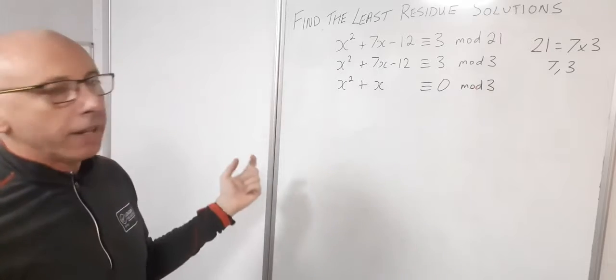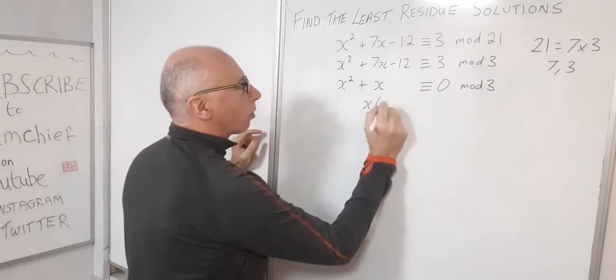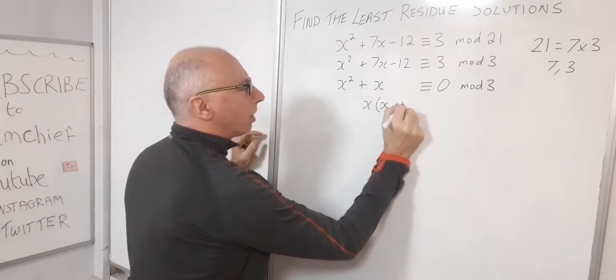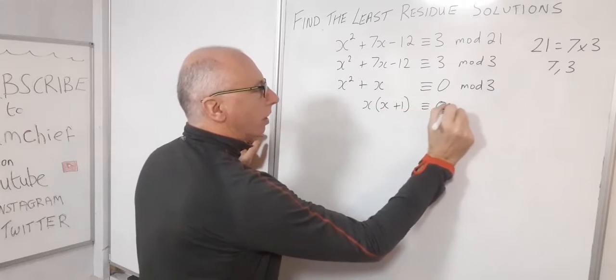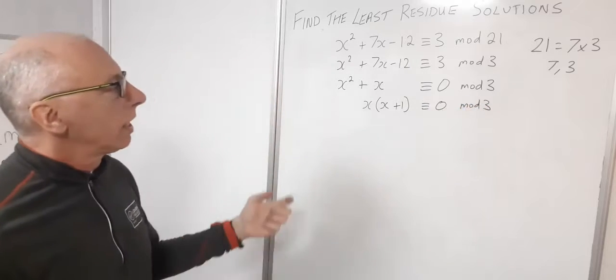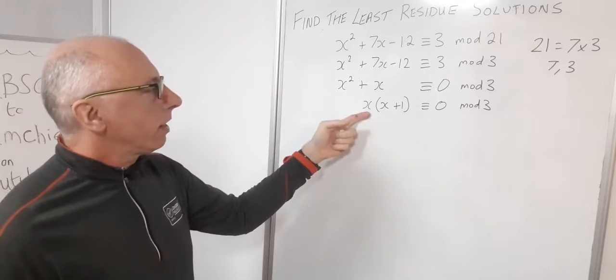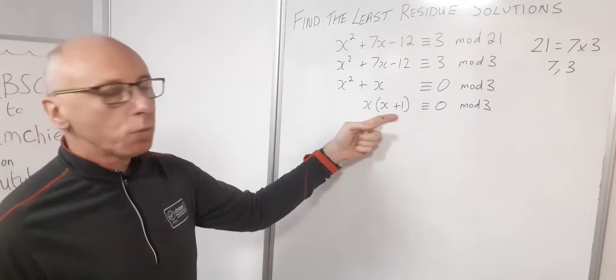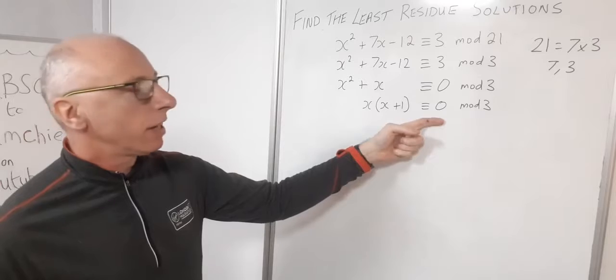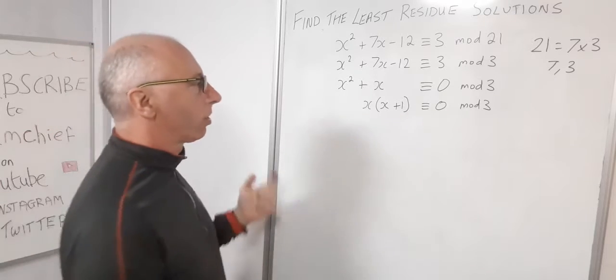Okay, now we can just factor this, just as we would in a normal quadratic question. And that will give us x times x plus 1. So we know that either x is 0 or x plus 1 is 0. But it's not equal to 0, it's congruent with 0. So there are many solutions.